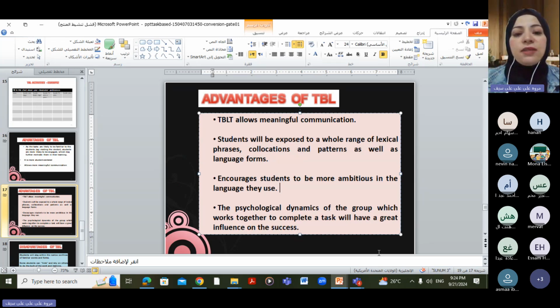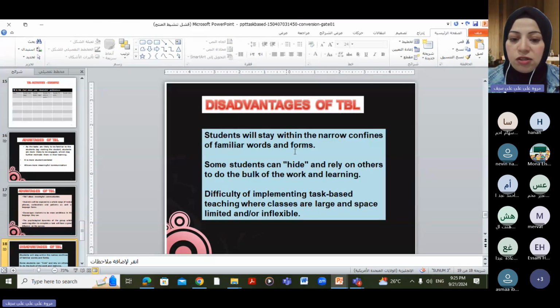So they make a lot of mistakes, but no worries, and we learn through our mistakes. It's just that there is no severe focus on accuracy. The focus is more on fluency. And when you produce the language, you make mistakes. This is the idea. So let me show you some ideas also about the disadvantages of the TBL.